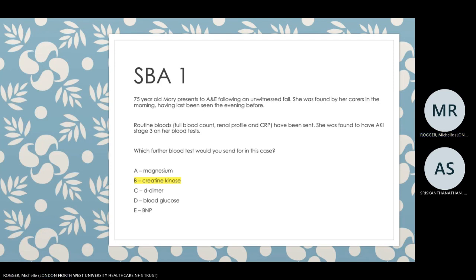In this case, a BMP would be to look for any signs of heart failure. She doesn't seem to have that, and the brief hasn't mentioned it specifically. Magnesium could be relevant, but the main thing we're concerned about at the moment is rhabdomyolysis.